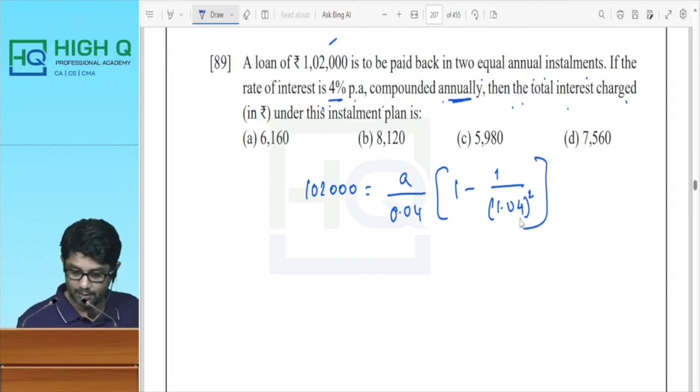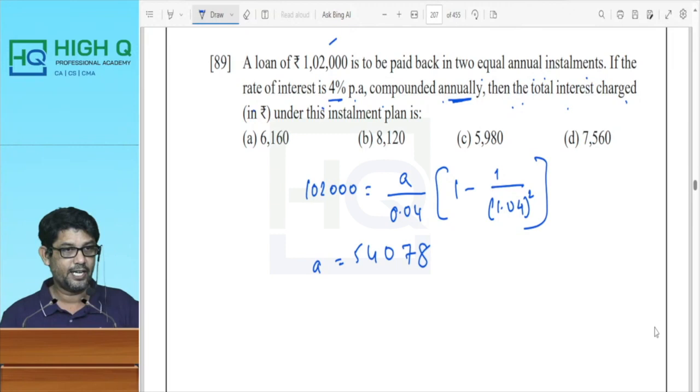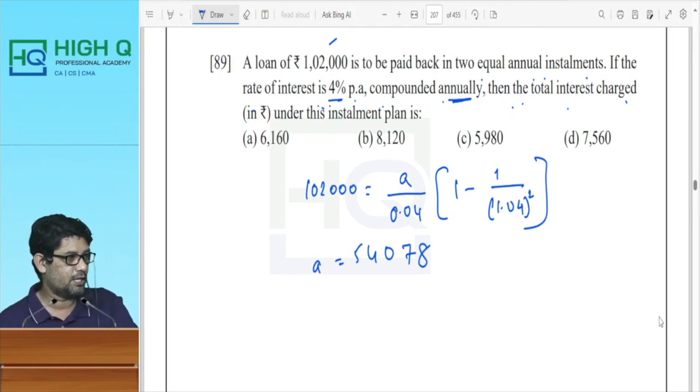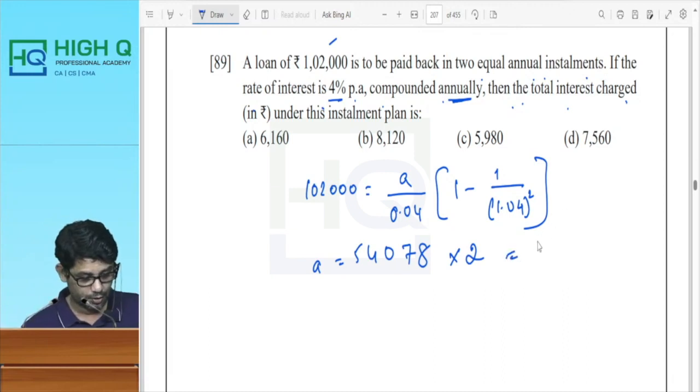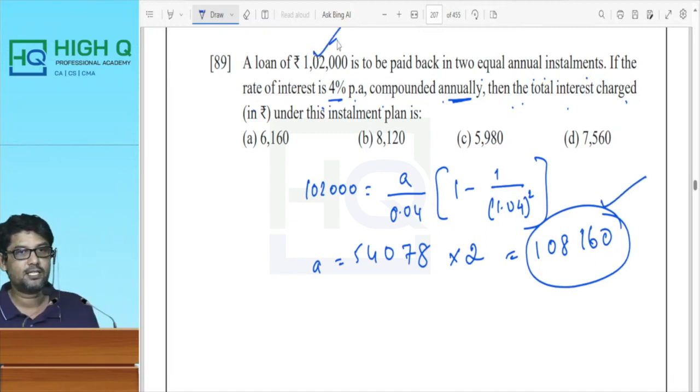1.04, then minus 1, divided by 0.04, into 1,02,000. So A is equal to 54,078. So one installment is 54,078. Total how many installments? Two installments. Multiplied by 2, I get 1,08,156. The difference between this and the loan amount is going to be the interest charged.